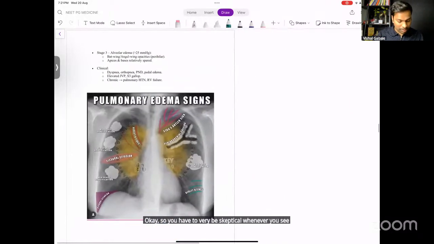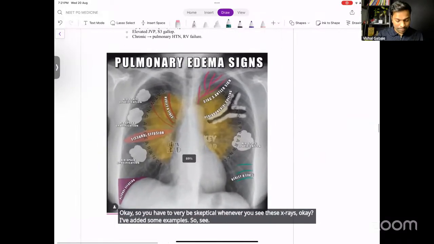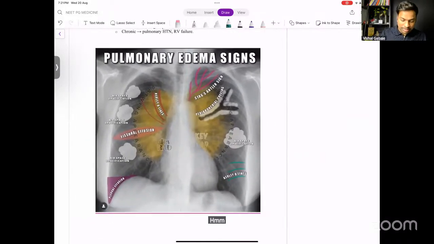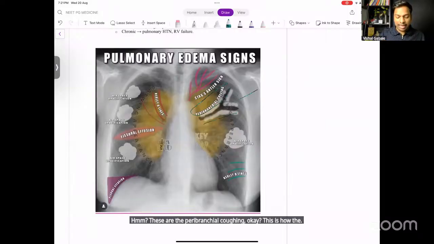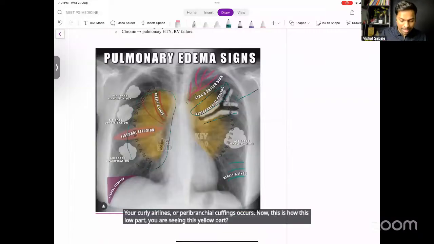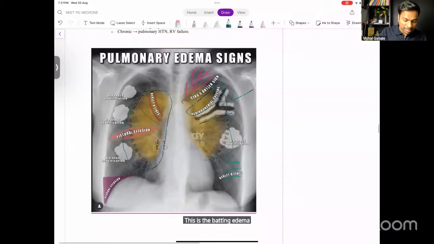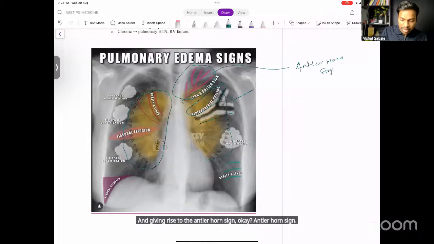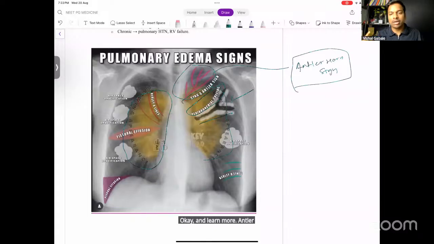Okay. I've added some examples. So see here, these are the peribronchial cuffings. This is how the Kerley A lines or peribronchial cuffings occur. Now this yellow part you are seeing is the batwing edema. Okay. And this is the cephalization of the vessels giving rise to the antler horn sign. Okay, antler horn. Antler is just like a deer.